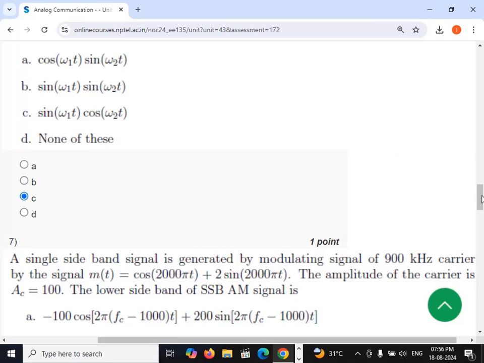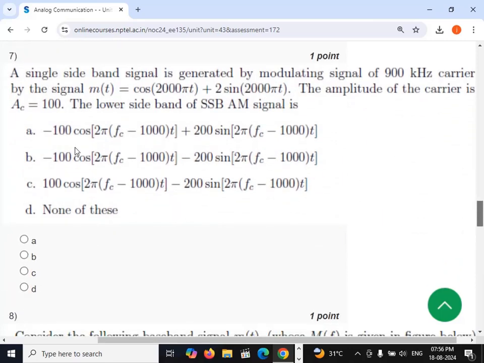Seventh question. A single sideband signal is generated by modulating a signal, with 900 kilohertz as the carrier, and m of t is the modulating signal. We have to see what the answer for this question is. We will see now.